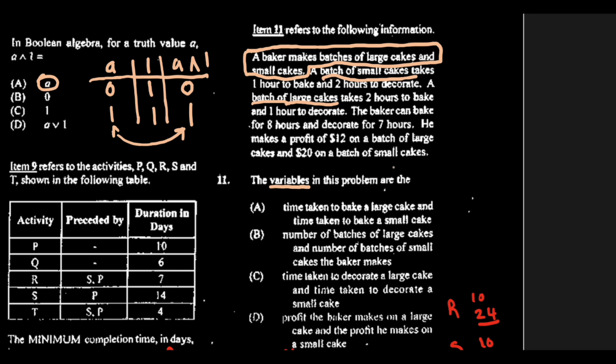Let's say the baker can bake for 8 hours and decorate for 7 hours. He makes a profit of $12 on a batch of large cake and $20 on a batch of small cake. So what's going on here is talking about constraints and stuff. That's not what we're interested in right now. We're interested in the variables. So the variables here would be the number of batches of large cakes and the number of batches of small cakes. Now this here is the answer.